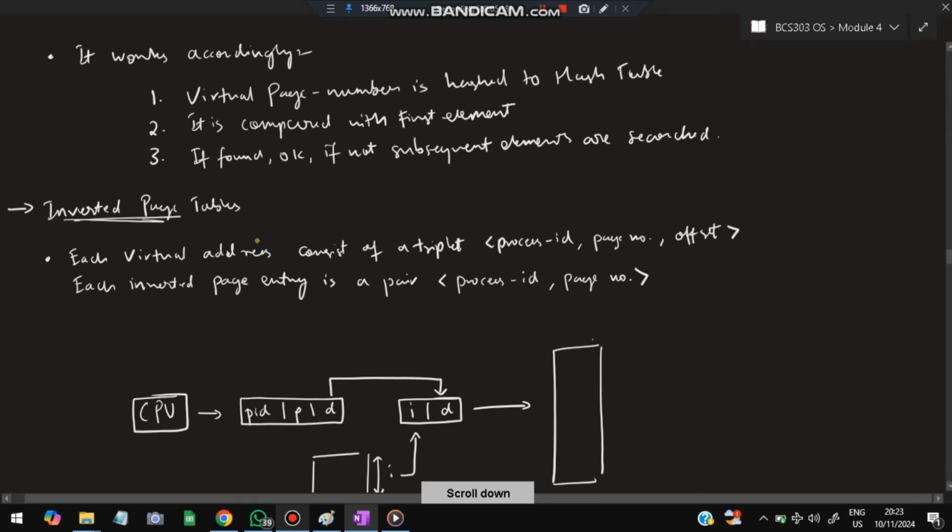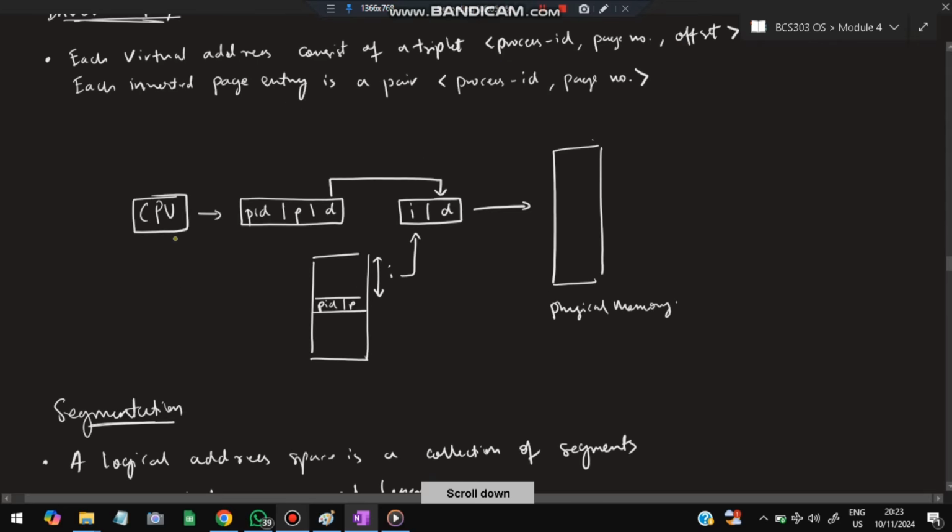The last one is the inverted page table. Each virtual address consists of a triplet: process ID, page number, and offset. Each inverted page entry consists of a pair: process ID and page number.